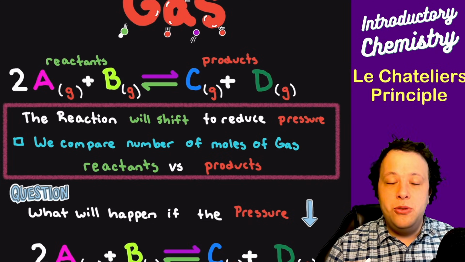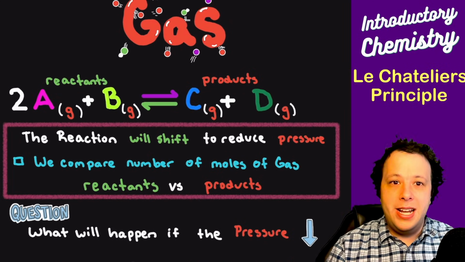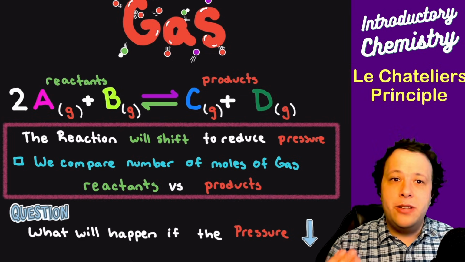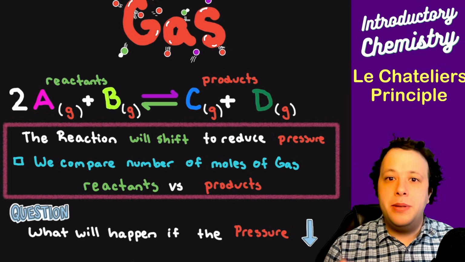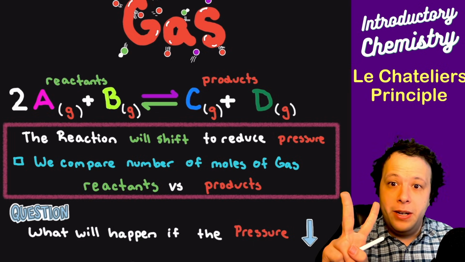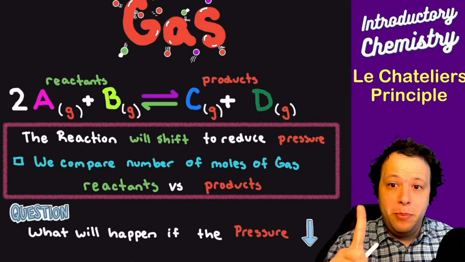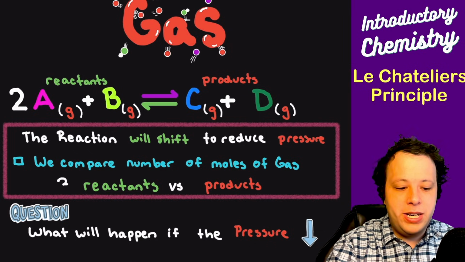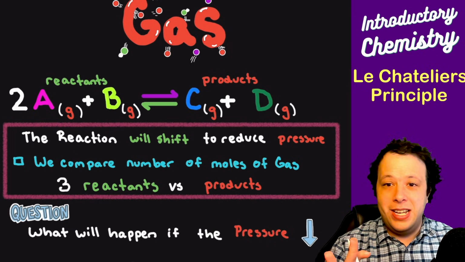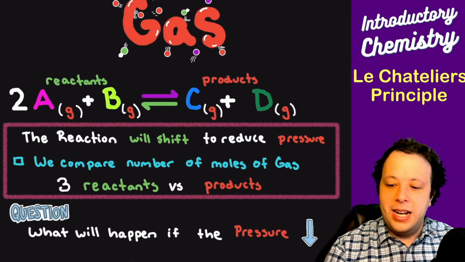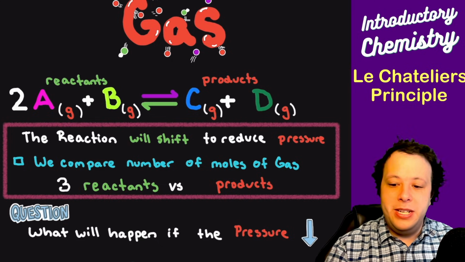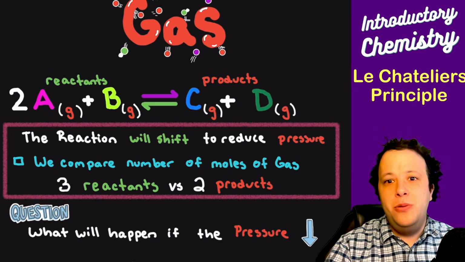If I look at this particular reaction, you can count the coefficients. If you see the reactants, 2A plus B, I have 2A molecules and 1B molecule. That means you have a total of 3 reactants on the left-hand side. And if you look at the right-hand side, on my products I have 1C and 1D. So that means you have a total of 2 products.